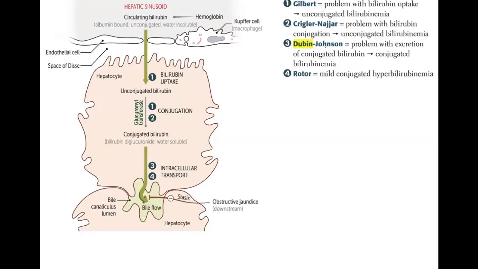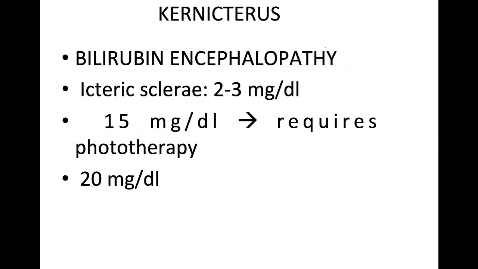Okay. Now, this is the last thing I'm going to teach you, kernicterus. Kernicterus is also known as bilirubin encephalopathy. Now, always remember this: bilirubin is toxic to the brain. It can cross the blood-brain barrier and it has special predilection to the basal ganglia of the brain.